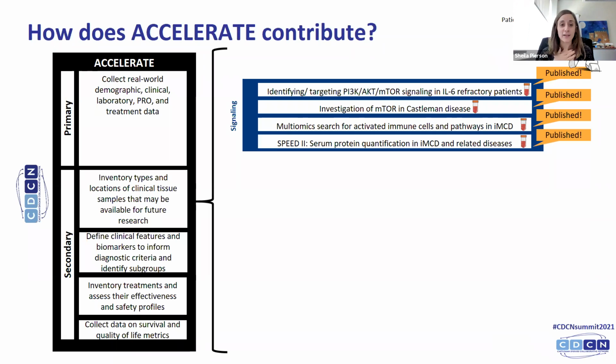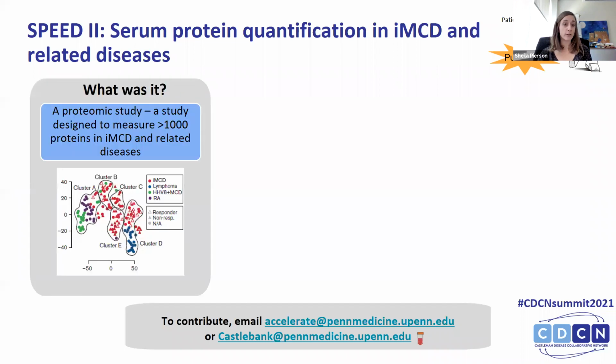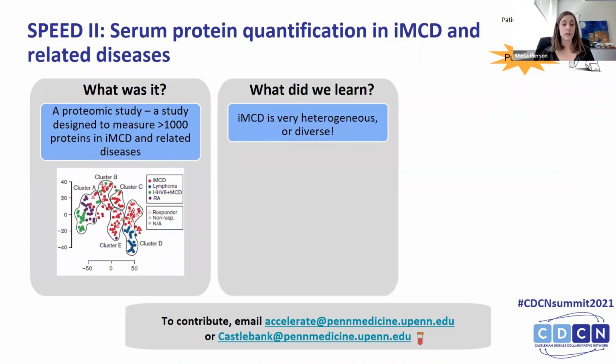Okay, and so the next one was SPEED 2, or serum protein quantification in IMCD and related diseases. So what was this? This was a proteomics study, a study where we were measuring over 1,000 proteins in the blood of IMCD and other related diseases. And so we learned that IMCD is really heterogeneous and really diverse.